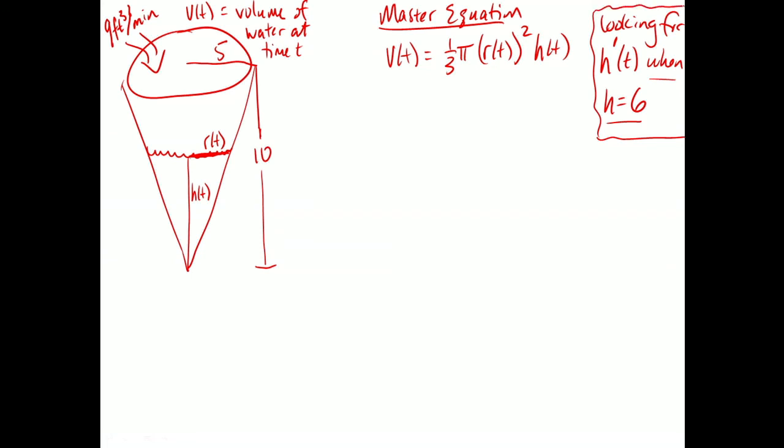I'm looking for h prime when the height is 6. In other words, I want to know what is h prime when h itself is 6, or when h of t is 6. Okay? So for sure I need h prime. That's a given, which means I need a derivative. That's the only way I can ever introduce a derivative, is to take the derivative, as I've done now in the last few problems, of my big master fact.